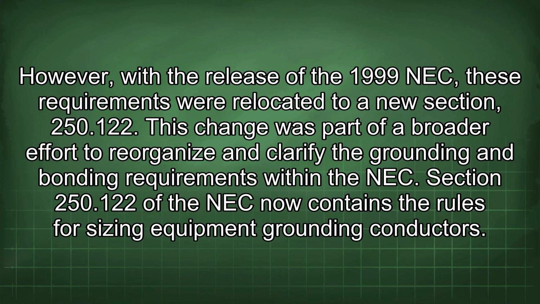However, with the release of the 1999 NEC, these requirements were relocated to a new section, 250.122. This change was part of a broader effort to reorganize and clarify the grounding and bonding requirements within the NEC. Section 250.122 of the NEC now contains the rules for sizing equipment grounding conductors.